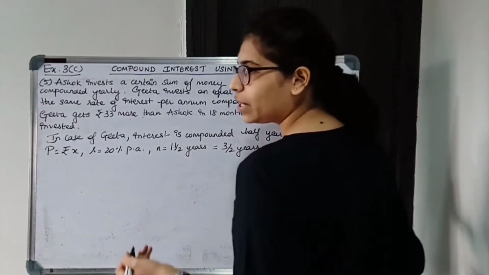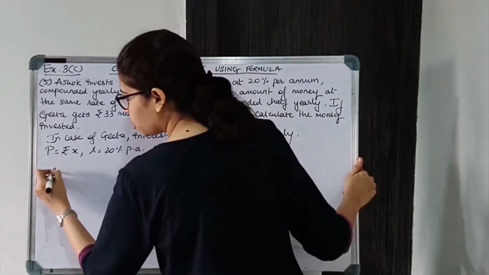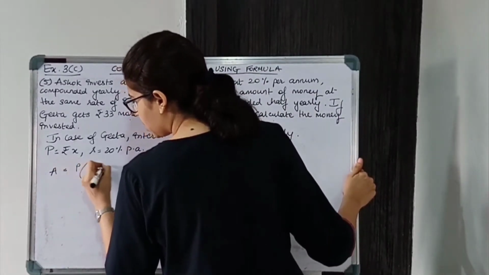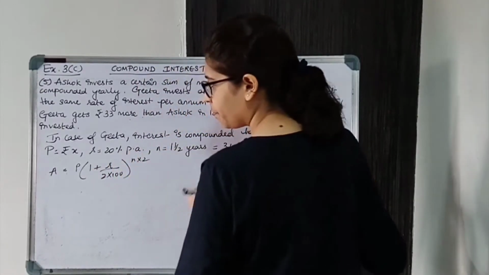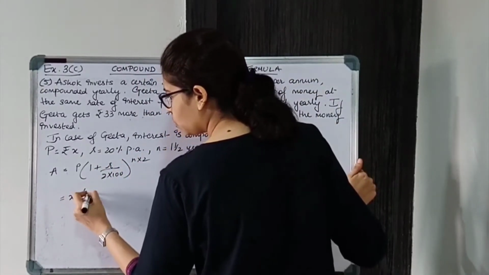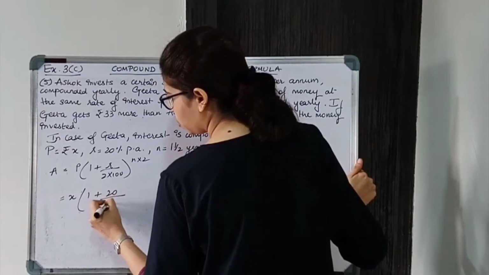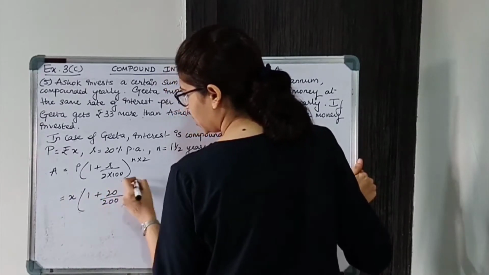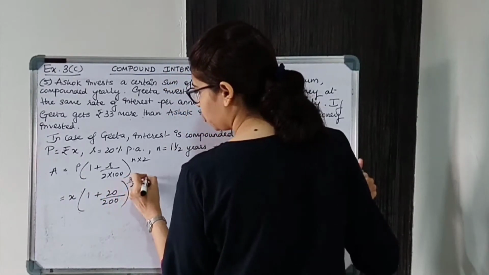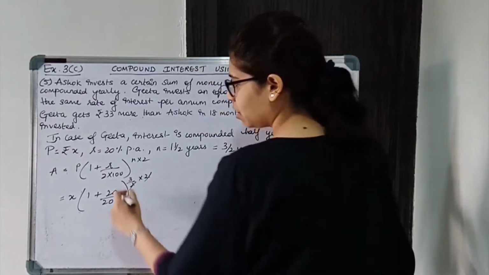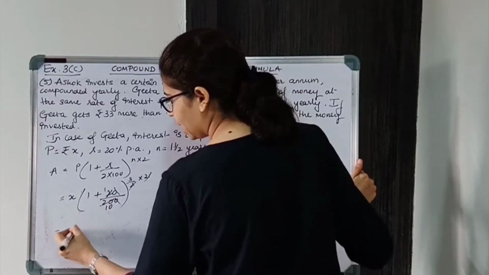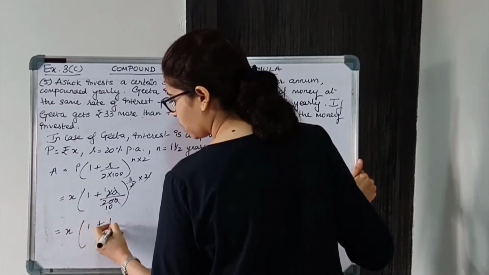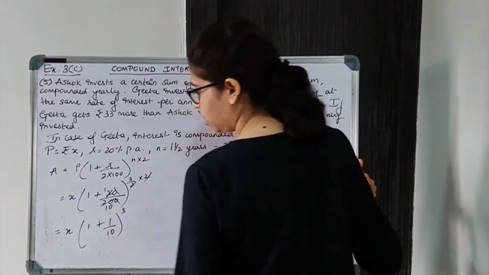Okay, now let us start solving using the formula of amount. It is P into (1 plus R upon 2 into 100) raised to N into 2. So X into (1 plus 20 upon 200) raised to 3 by 2 into 2. So 2 gets cancelled. Here 0 0 gets cancelled, 2 1s are 2, 10s are. So we get x into (1 plus 1 upon 10) raised to 3.